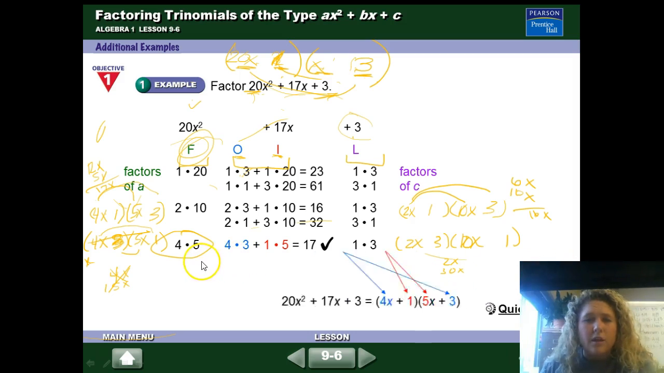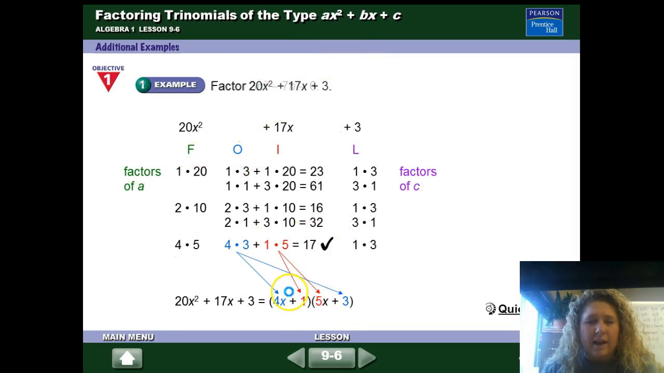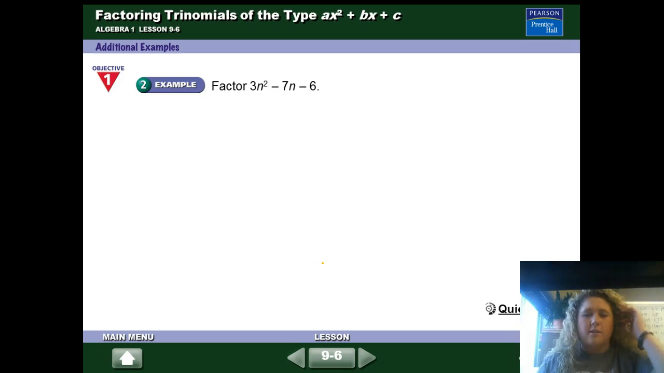So, as you can see here, we have my 4 times my 3 for my outer. So we need the 4 and the 3, and then the 1 and the 5 to go for my inner to get my 17x. Let's take a look here at another.